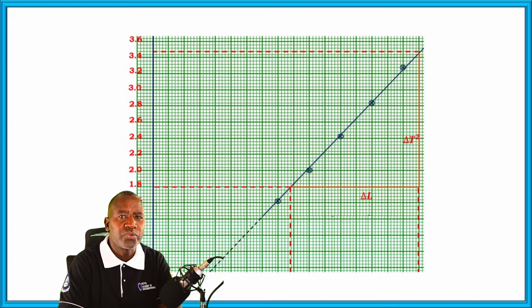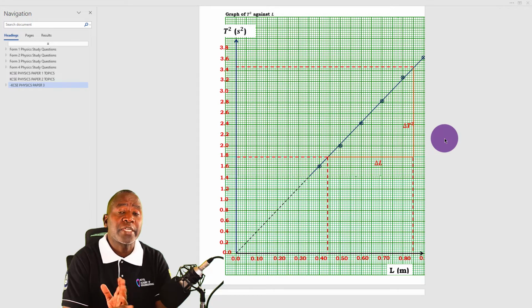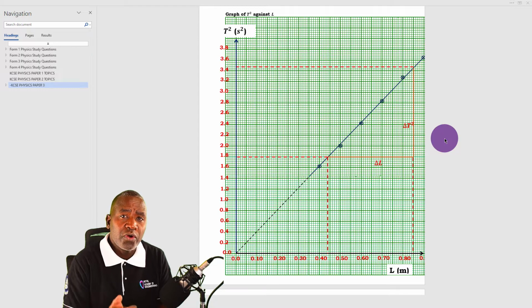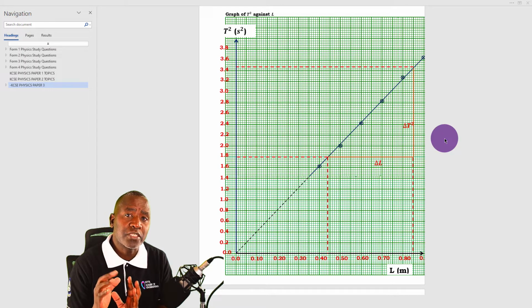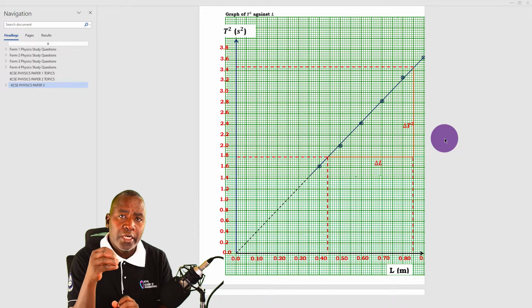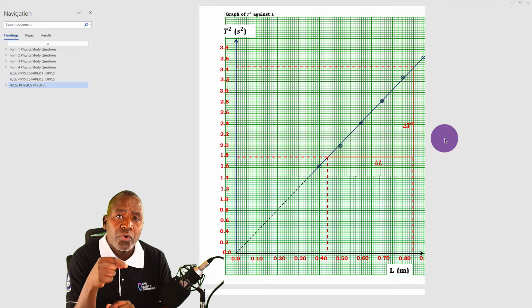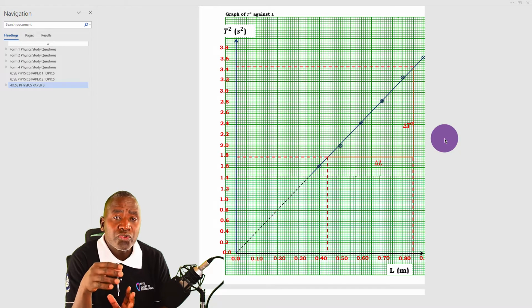Hello and welcome to the second part of the Physics Paper 3, KCSE Physics Paper 3, which is the practical paper. We have already discussed the various aspects of that paper, like for example, how you write down raw measurements, how you go about writing down values in the table, the number of significant figures that you use, the number of decimal places that you use in the table.